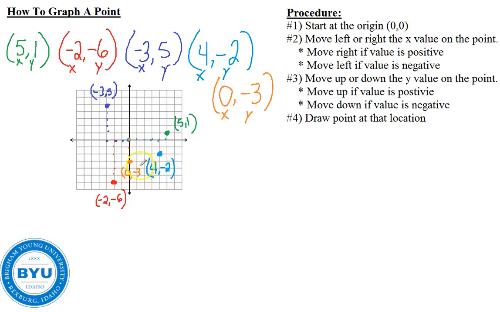That's 0, negative 3. If you feel like you've mastered those, that's great. That's how we graph a point.